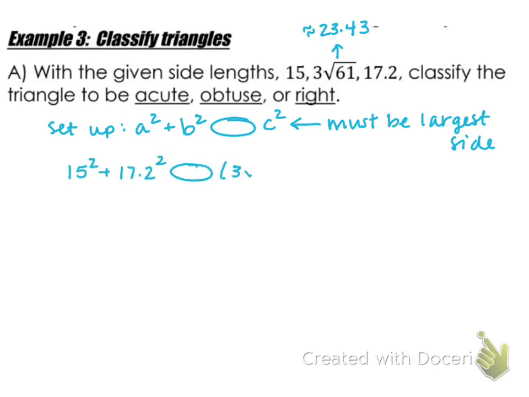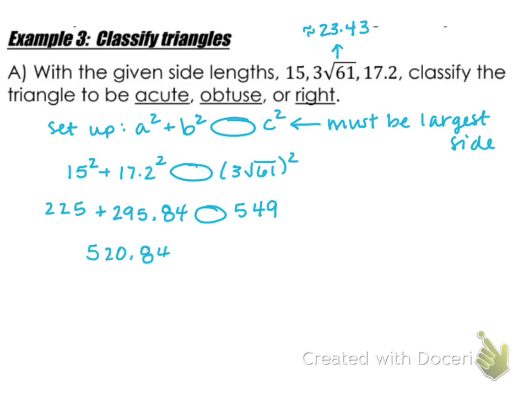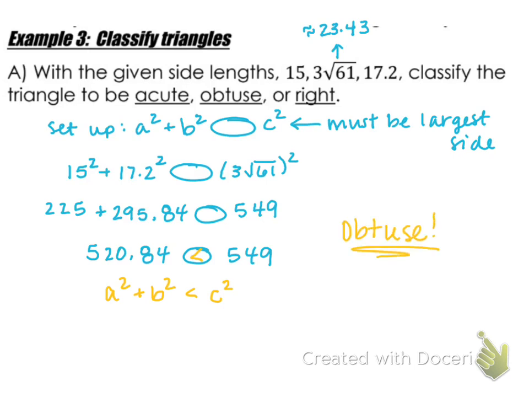So when I plug these in, 15 squared plus 17.2 squared, I have that open circle. And then parentheses, 3 root 61 squared. So 15 squared is 225, 17.2 squared is 295.84. I have that open circle again, and 549. I simplify the left-hand side, and I get 520.84 and 549 on the right. So 549 is greater than 520.84. So that means a squared plus b squared is less than c squared, which means my triangle is obtuse.